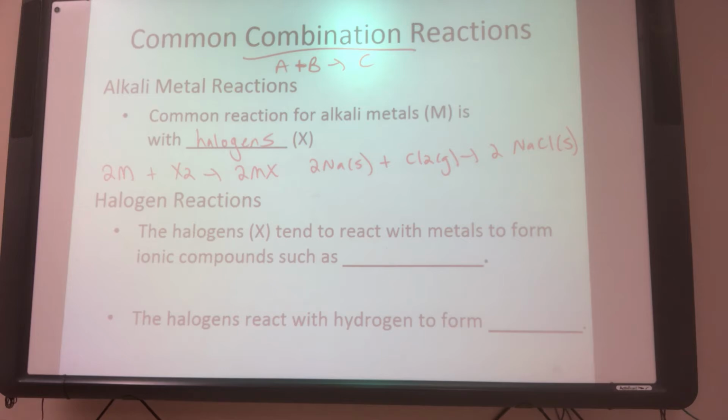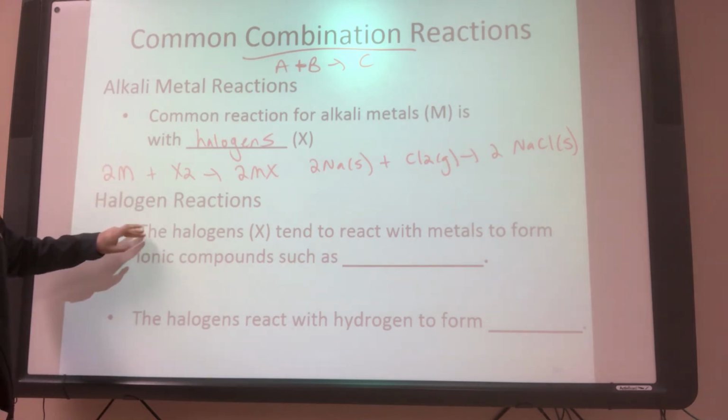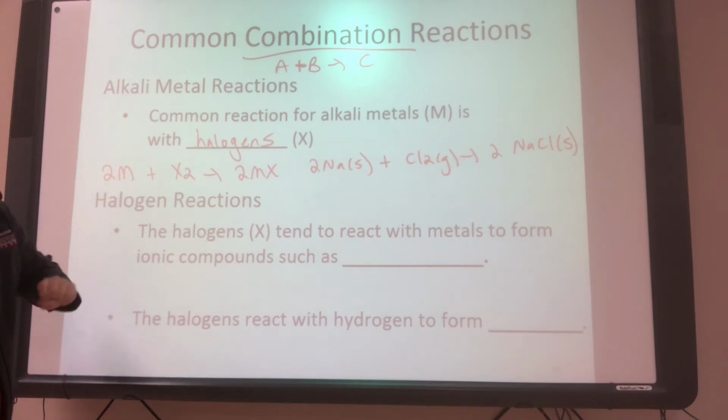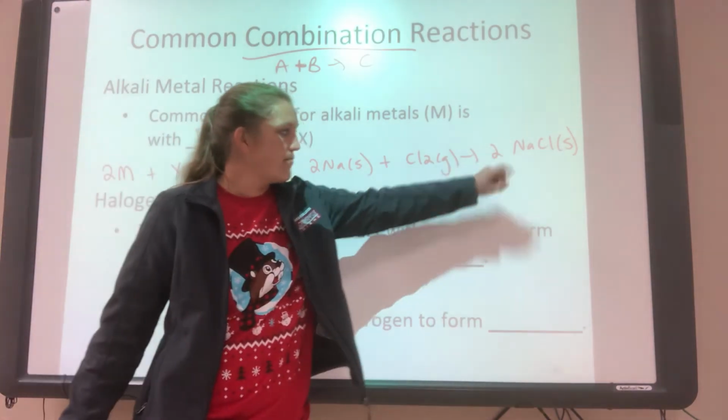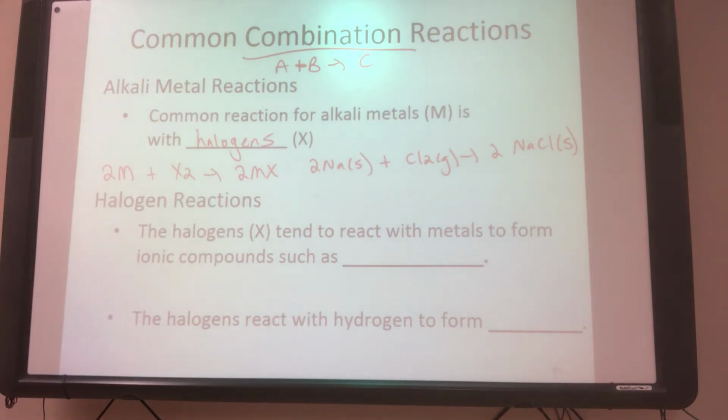Okay? So in this, we've got a reaction with the halogen. So these halogen reactions, the halogens tend to react with metals to form ionic compounds. Here's an example of my ionic compound. And these ionic compounds, we call them metal halides, because there's the metal with the halogen. So we like to call them metal halides.